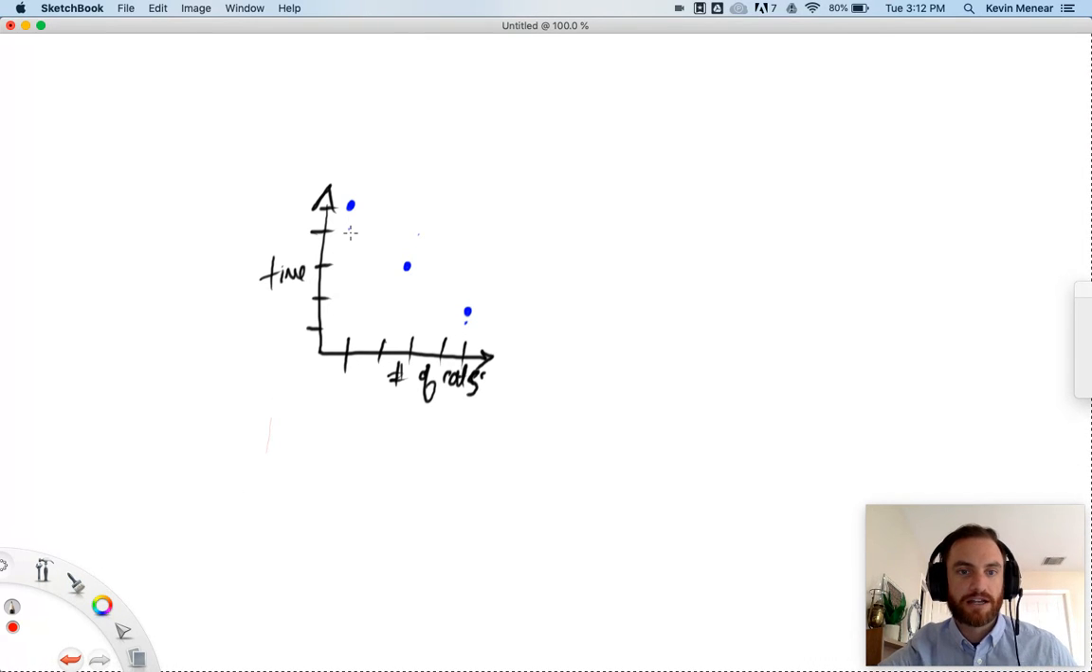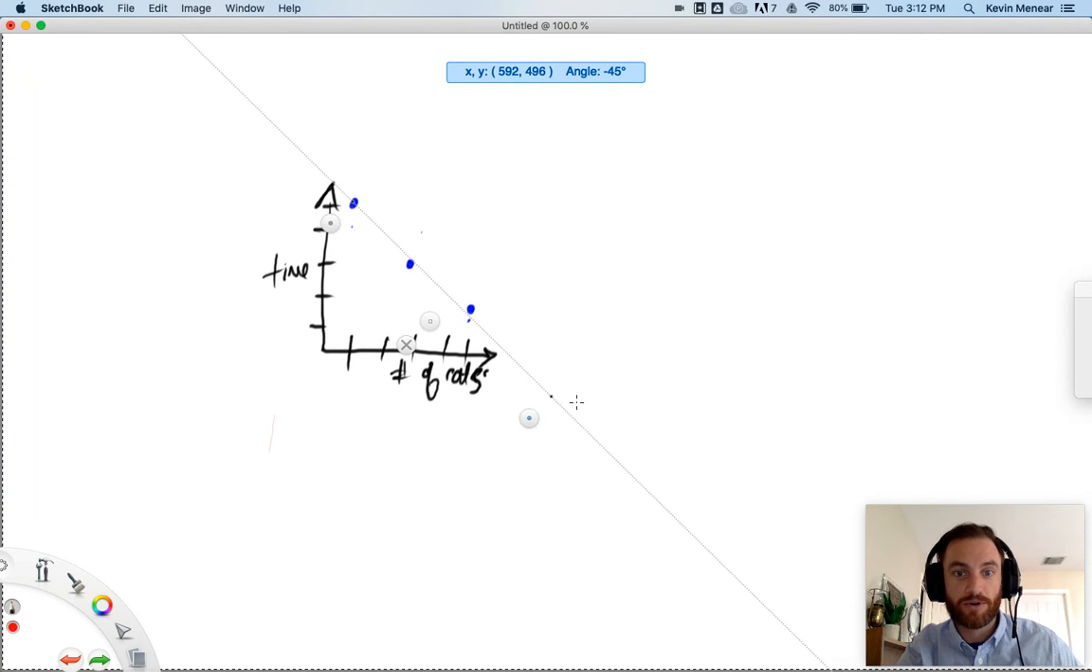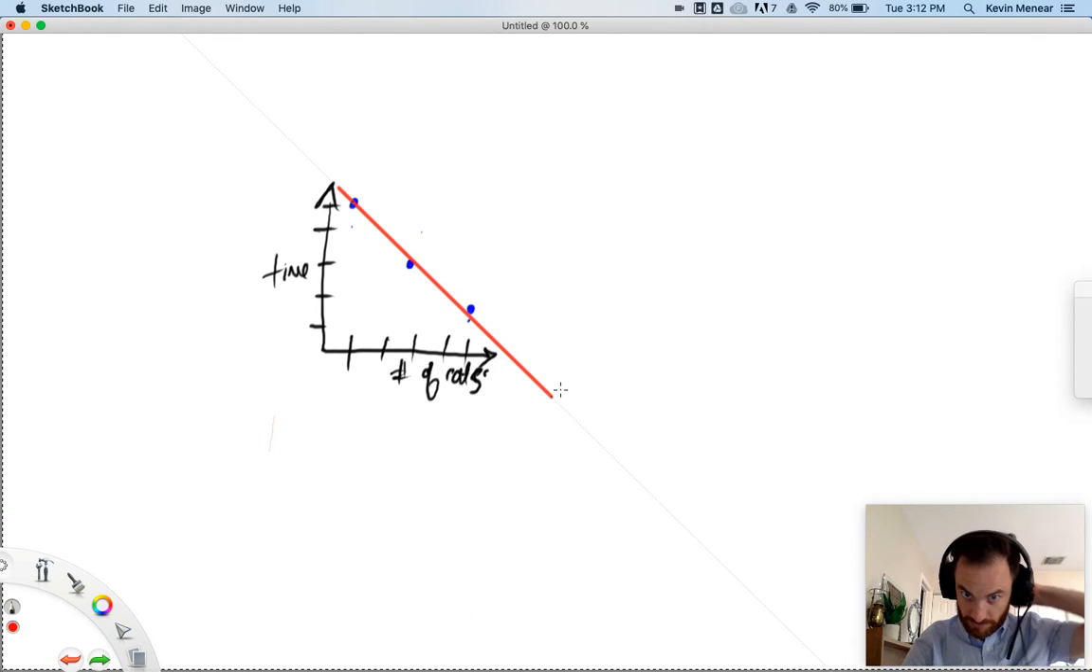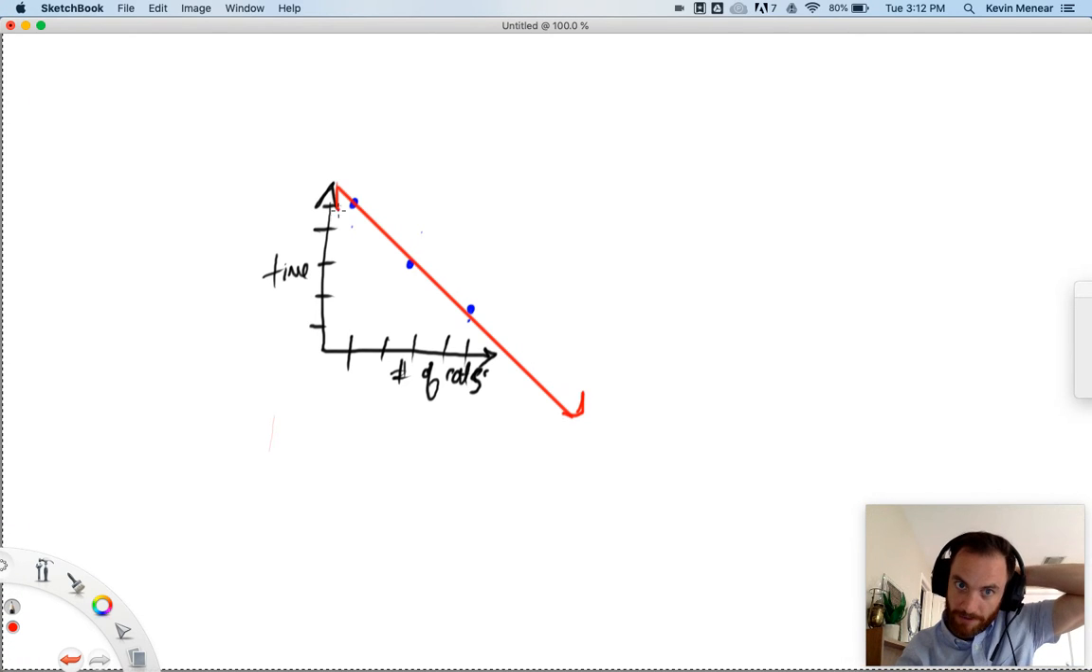And so I'd fit a trend line. Let me actually use my ruler tool so it's nice and straight. So I'd fit a trend line and I'd see what kind of association? Oh, negative association here, because obviously as the number of cats goes up, the time it will take for them to eat the food will go down. Okay, so in this case, I've got my line here.